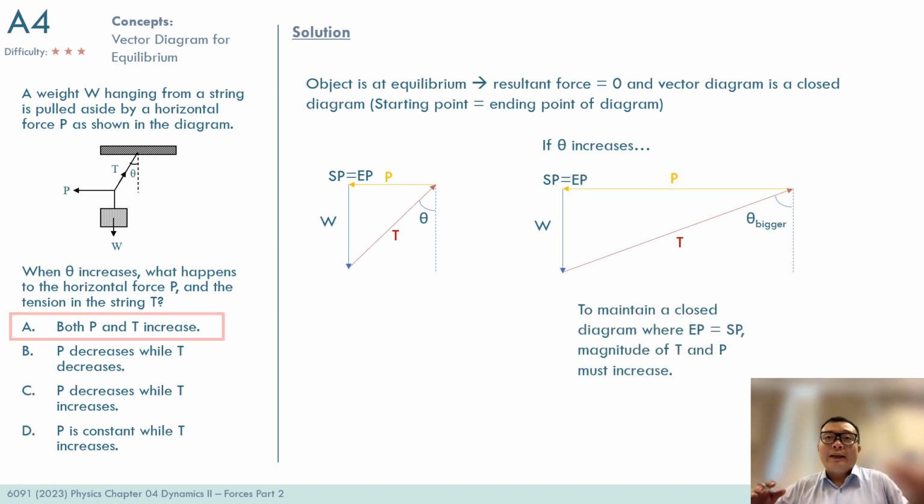And notice that when I increase the angle theta in my second vector diagram, it automatically forces you to draw a longer T vector and a longer P vector so that you can maintain the closed vector diagram. So this is the reason why when the angle theta becomes bigger, the forces P and T will also become bigger. Seen very clearly now once you sketch out the two vector addition diagrams.